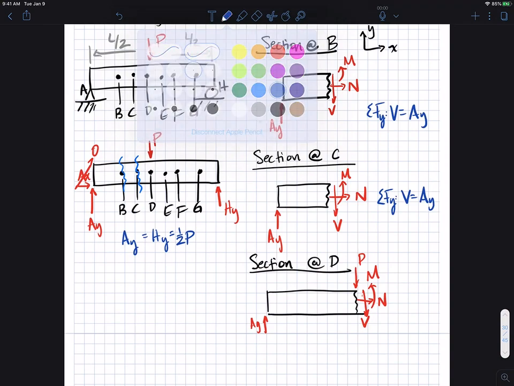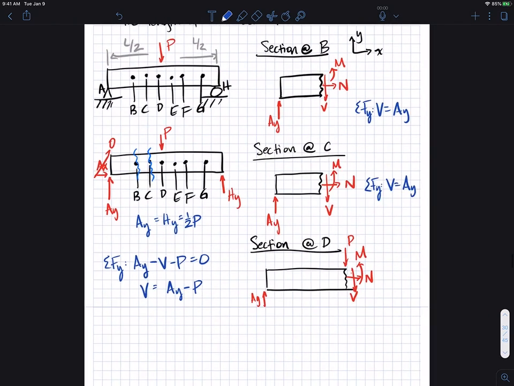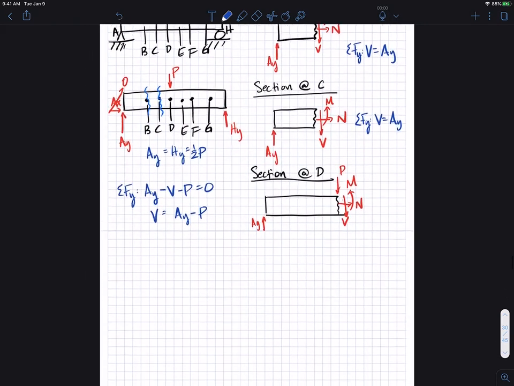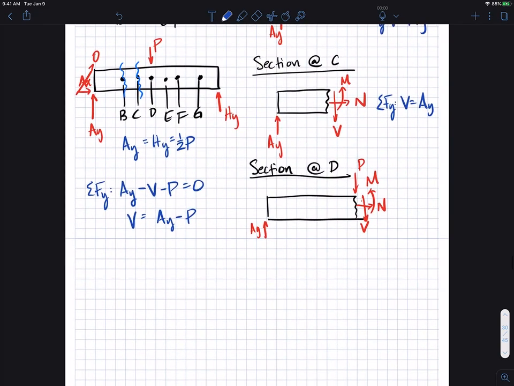And now if we write our equation of equilibrium, we can see that the sum of forces in the Y direction are such that we have AY up minus V minus P equals 0. And so now shear has actually changed, right? It's AY minus P, so some value less than that. And then finally, let's do one more. Let's go ahead and set up for what happens at E, if we go on the other side.